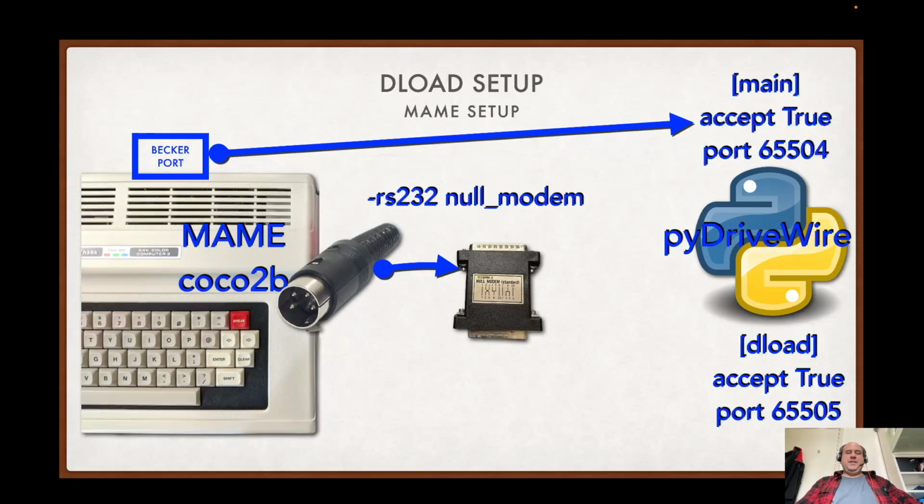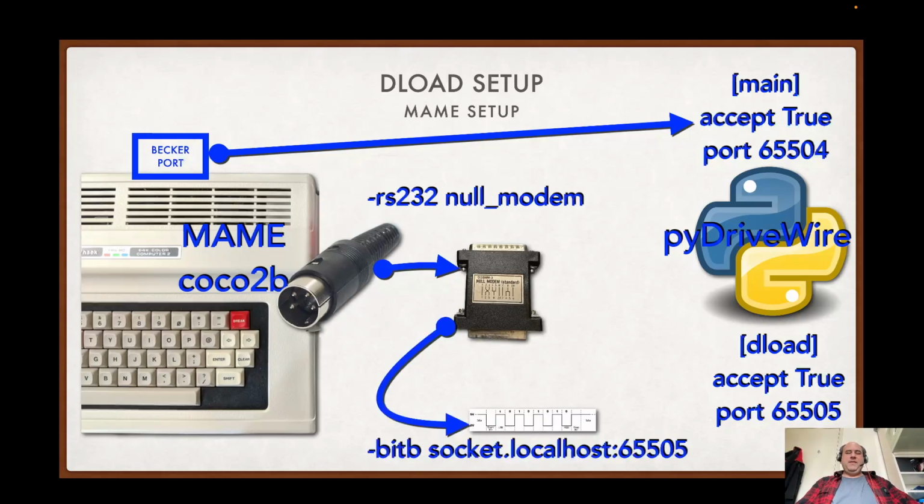The first thing that we do is we take the bitbanger port on the back of the Coco, and we connect that into a null modem adapter. That null modem adapter connects to another bitbanger, the one that's inside of MAME. So we have the bitbanger in the Coco talking to another bitbanger inside of MAME. And MAME's bitbanger, we can actually connect to the outside world. So we use a TCP/IP socket, and we connect MAME's bitbanger into pyDriveWire. And in this case, for this example, we're using instance number 1, which is the DLOAD instance.